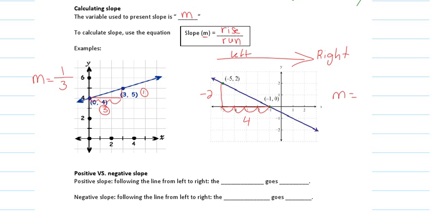So your slope for this one is going to be what? What's your slope? And then can I simplify negative 2 over 4? Yes. What can I divide both of them by? 2. So that gives me negative 1 over 2.